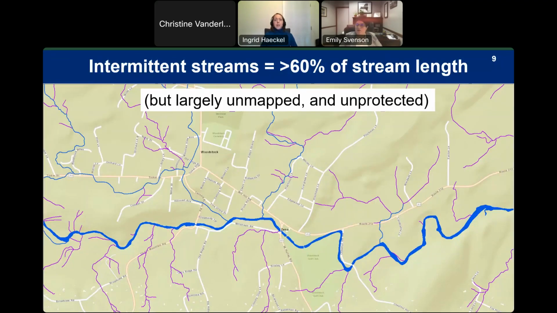The EPA estimates that streams comprise nearly 60% of total stream length in the United States. However, in many cases, intermittent streams are unmapped. This is a map showing the town of Woodstock, New York, which happens to have high resolution local stream mapping that distinguishes perennial versus intermittent streams. So the perennial streams here are shown in blue versus purple for the intermittent. None of the intermittent streams shown here appear on state or federal stream maps, but they account for 67% of the stream length in this particular area.